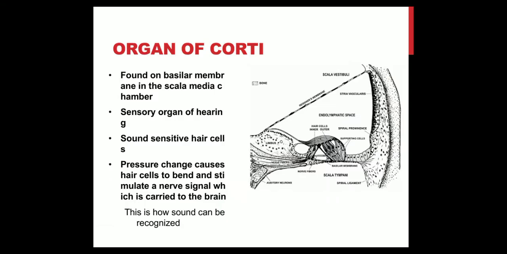Now let's see about the organ of Corti. We have discussed it in detail. It is found on the basilar membrane in the scala media chamber. It is the sensory organ of hearing. Sound-sensitive hair cells are present here. Pressure change causes hair cells to bend and stimulate nerve signals, which are carried to the brain. This is how sound can be recognized. This is the diagram representing the whole. Now let's move on.